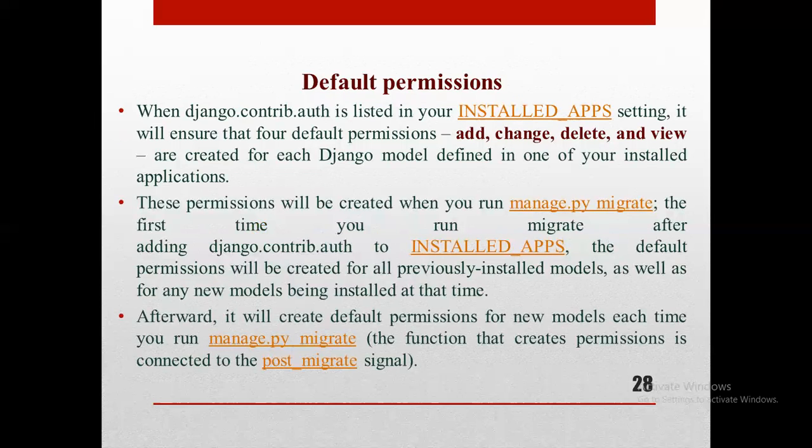Then the default permissions. When django.contrib.auth is listed in your INSTALLED_APPS setting, it will ensure that four default permissions, that is add, change, delete, and view, are created for each Django model defined in one of your installed applications. These permissions will be created when you run manage.py migrate.